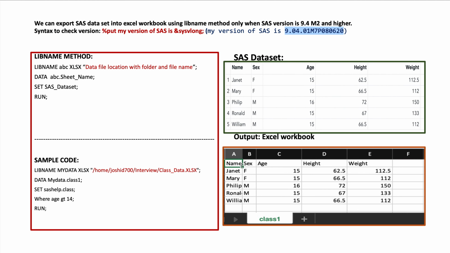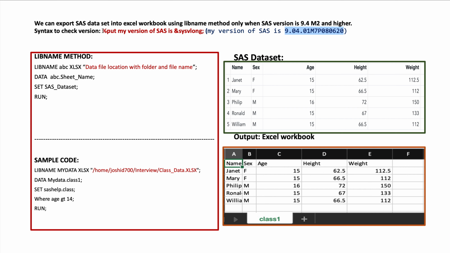We can export SAS dataset into Excel workbook using LIBNAME method only when the SAS version is 9.4 M2 and higher. That means the LIBNAME method is applicable only when the SAS version used is 9.4 M2 and higher.